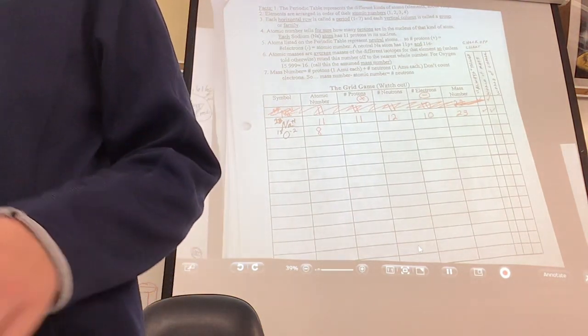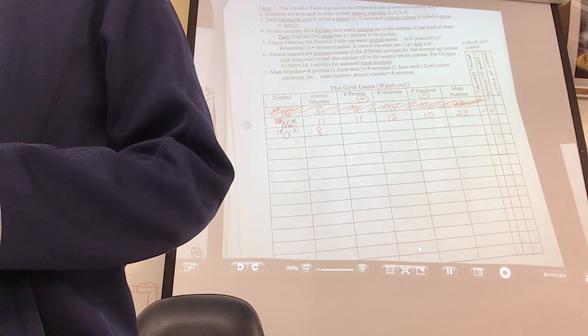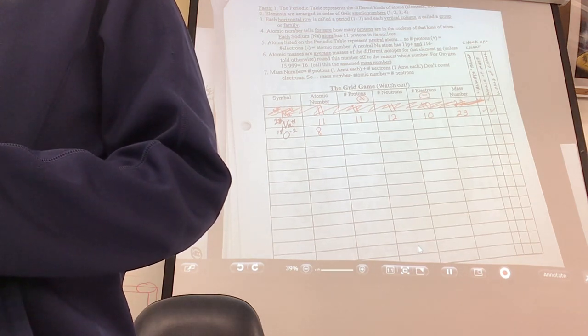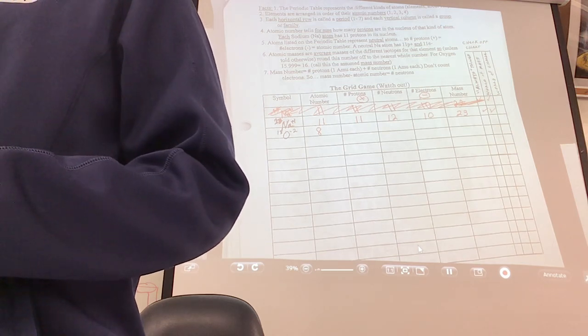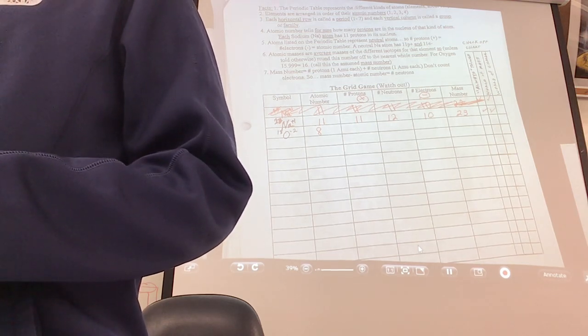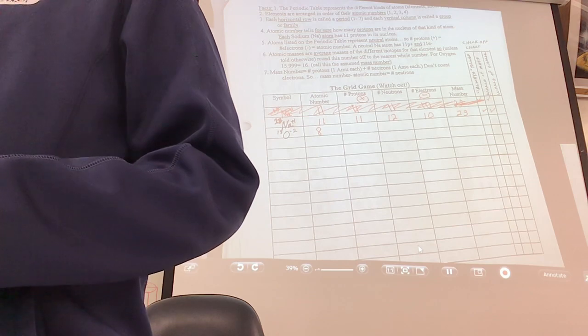Okay. And since always the number of protons is the same as the atomic number. Wait, always? Always? Really? Always. Even if it's an ion? Yes. How about if it's an isotope? No.